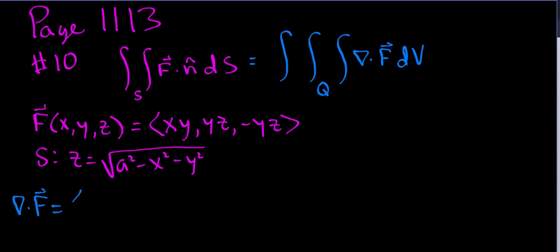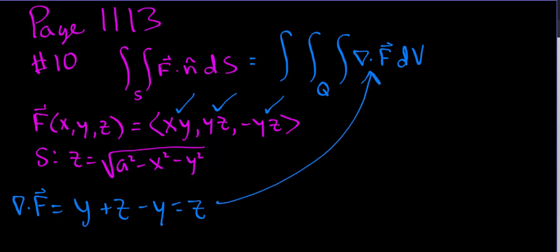Okay, so here we go. We've got the partial with respect to x, that's y. Partial with respect to y, that's z. Partial with respect to z, that's going to be negative y. So here in this case, we just get z. So that's what goes in right here.